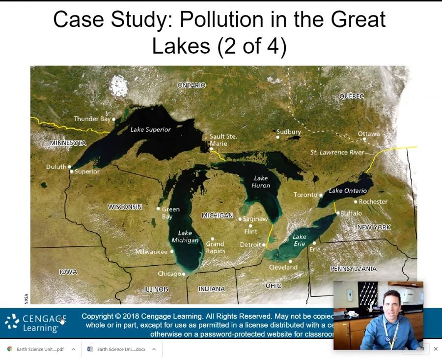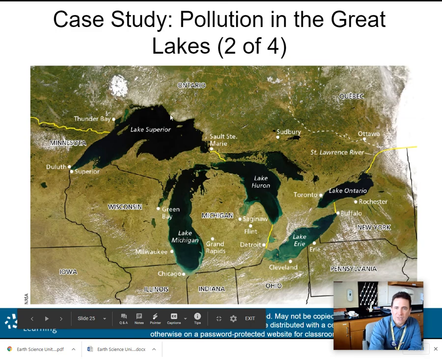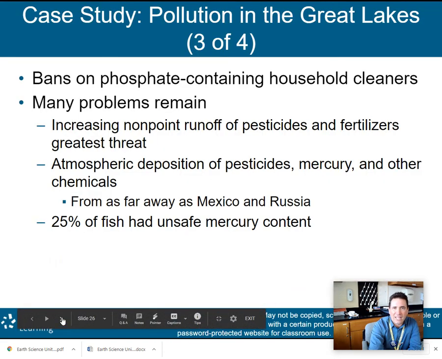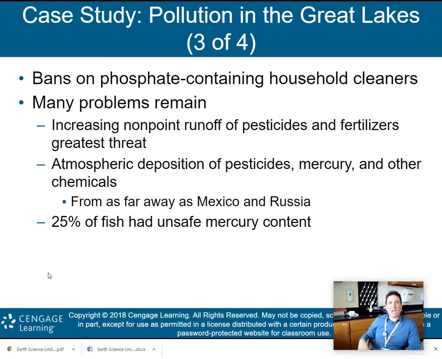If you're wondering what I'm talking about, the Great Lakes, here they are. This is the largest freshwater system in the U.S. Okay, and you'll notice Superior, Lake Michigan, Lake Huron, Lake Erie, and Lake Ontario. So bans on phosphate-containing household cleaners were also determined here, but many problems still remain. Increasing non-point runoff of pesticides and fertilizers is still the greatest threat.